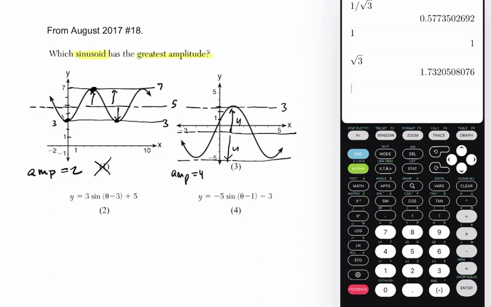Now on choice 2, I should probably go in order there. The amplitude will be the absolute value of these numbers here. So here the amplitude is 3. And here the amplitude is the absolute value of negative 5, which is 5. And that's clearly larger than 4, 3, or 2. And that's the highest amplitude here. All right, I hope that helped.